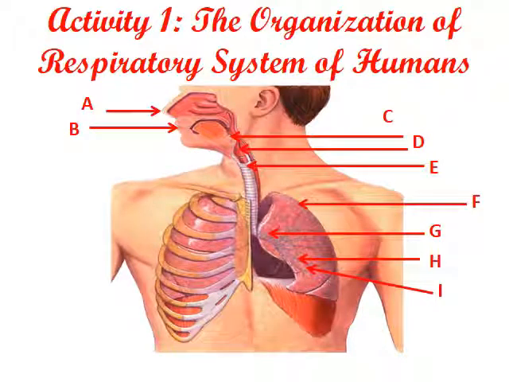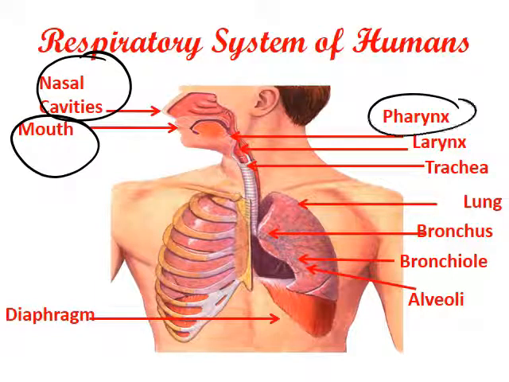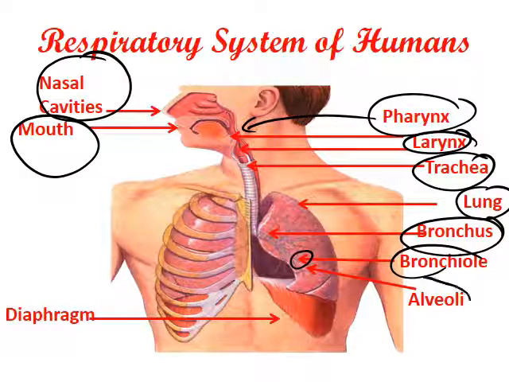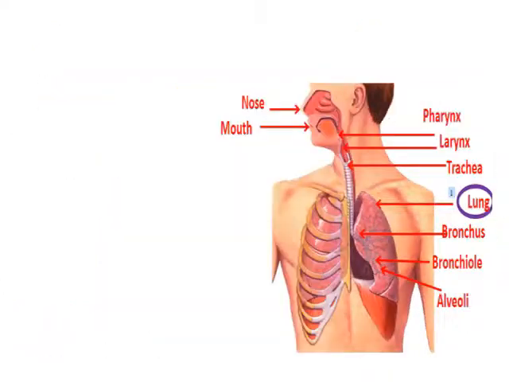First, we have to know the organization of the respiratory system of humans, which is chapter activity 1. We have here the nasal cavities, the mouth, the pharynx, the larynx, trachea, lung, the bronchus, the bronchioles, the alveoli, which are called the air sacs, and the muscle called the diaphragm. Lung is the main organ in the respiratory system, the main organ in which respiration occurs.